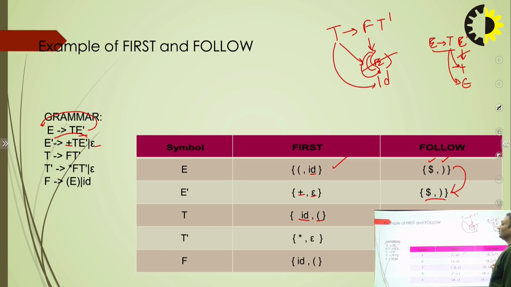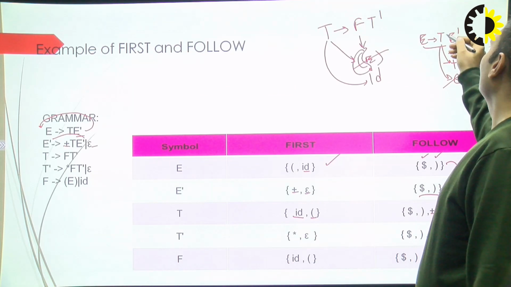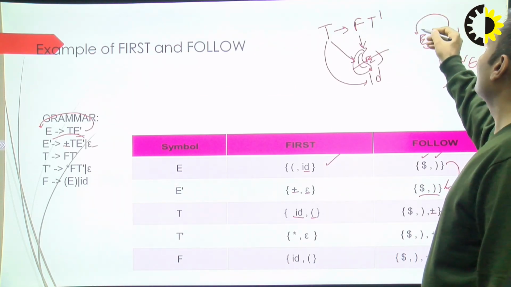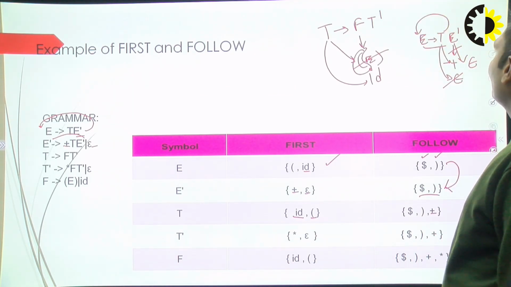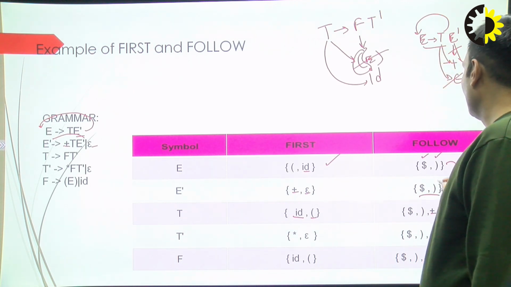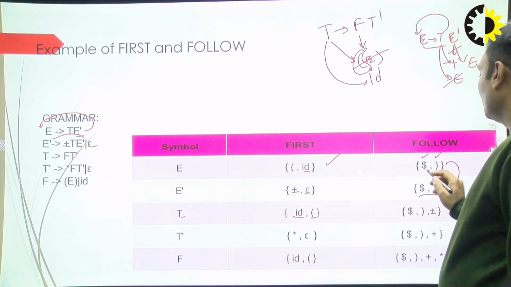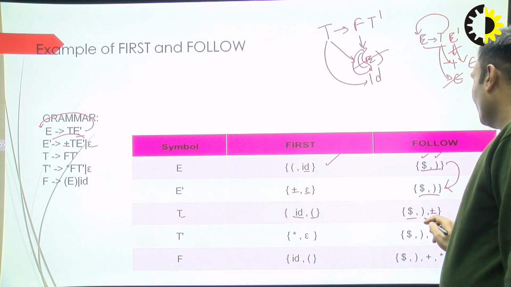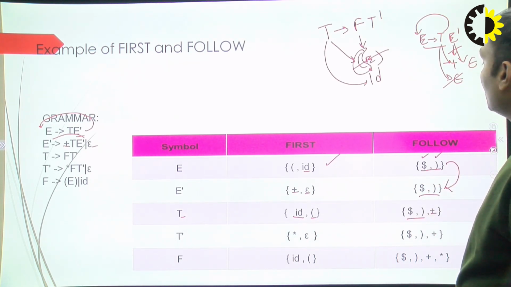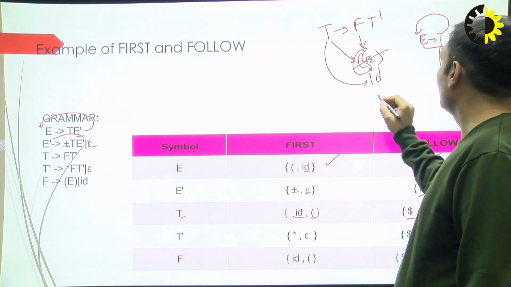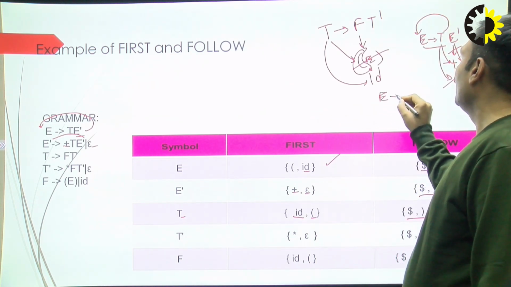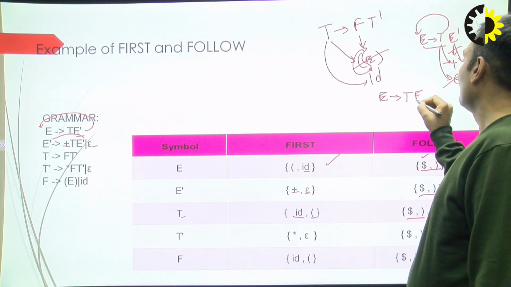Sorry, not here. I can replace this E dash with epsilon. Who is following T? Nobody is following this T. So all the follow of this E will be part of this T. So all the follow of this one will also be part of this. Again, we will see the rule. There is a rule E to T E dash.